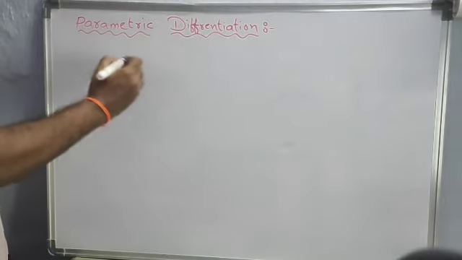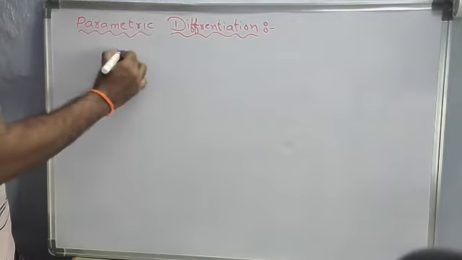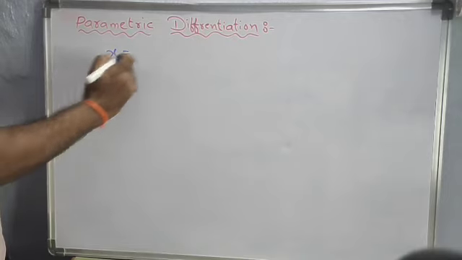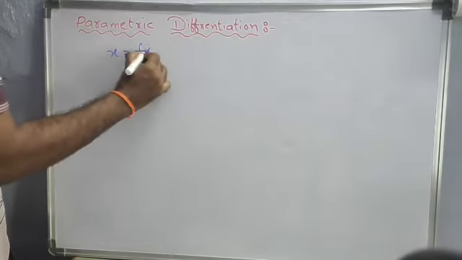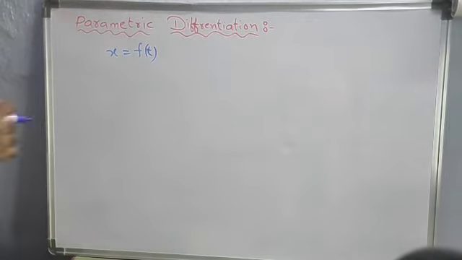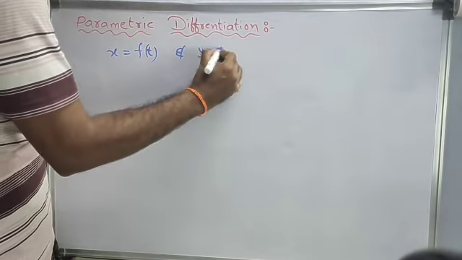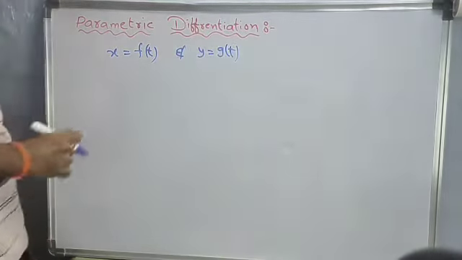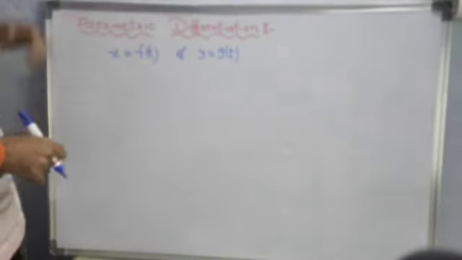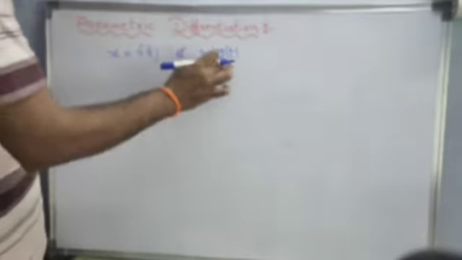Parametric functions means suppose I am taking a variable x. x is a function of the variable t, and y is also a function g of t. That means x, y are variables depending on the variable t.